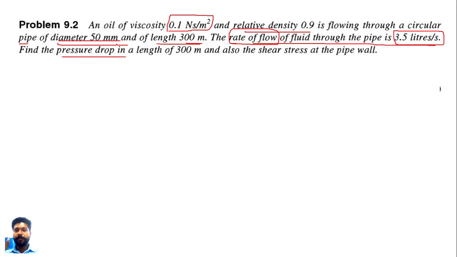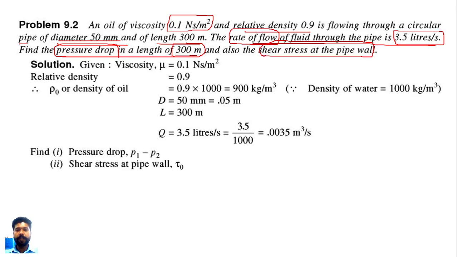Find the pressure drop, which is P1 minus P2, in the length of 300 meters. Also just remember, first of all find the pressure drop at the length of this 300 meters. Second thing, also the shear stress at the pipe wall. So here we need to find two unknown parameters. First of all, pressure drop, and second is shear stress tau. So here is your given data.